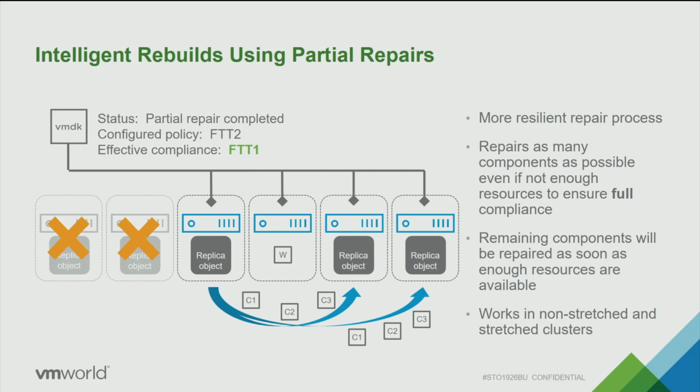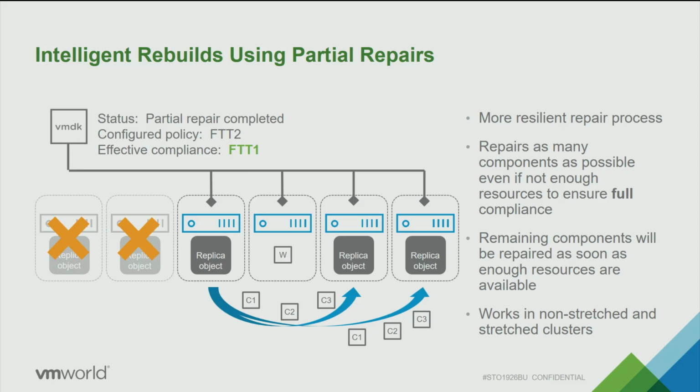Now, with this partial repair, think of it as an opportunistic repair. It is going to look for available space and initiate a repair process. And if it can increase the effective failure to tolerate policy from 0 up to 1, it will, even if it's not going to be able to complete the full failure to tolerate policy of 2. It can't do that right now simply because there are not enough hosts available in the first place.